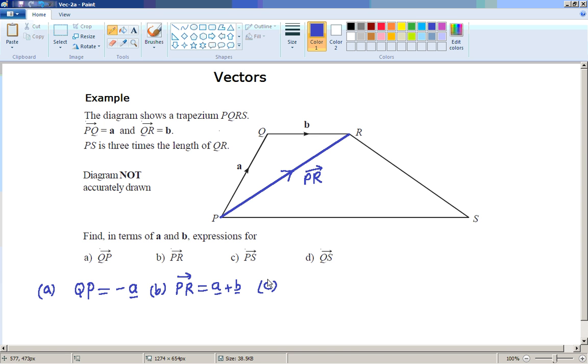Now to answer part C, the vector PS, this vector here, so we are told the vector PS is 3 times QR, so it's basically 3 times the length of QR, so it's 3B.